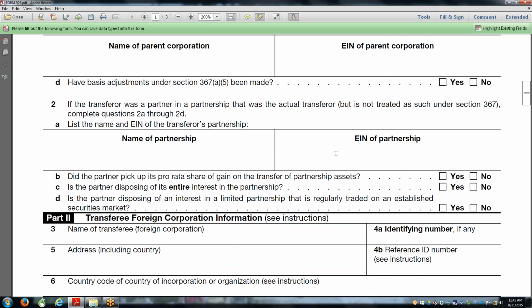Where it gets really hard in today's world is special allocations. So you see what takes place here. If the transferor was a partner in a partnership, now this is interesting because really it's the partnership who's the transferor. The IRS goes back and puts it on the partnership name, EIN, and then of course the question that the CPA really doesn't like, because he's the one who's going to check the box yes or no. Did the partner pick up the gain? Well, you and I believe there is no gain.